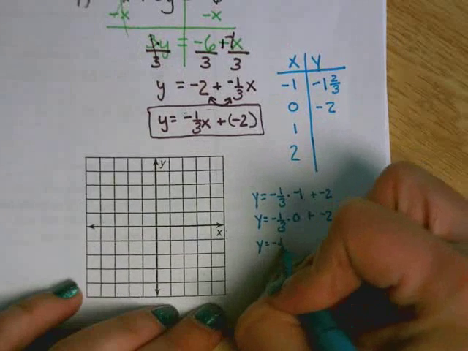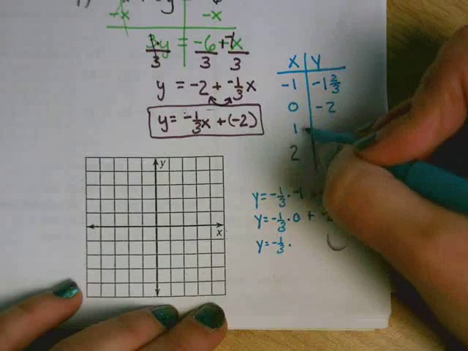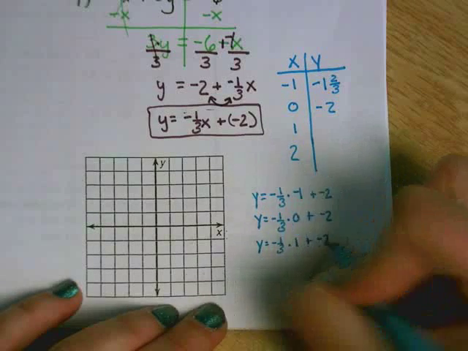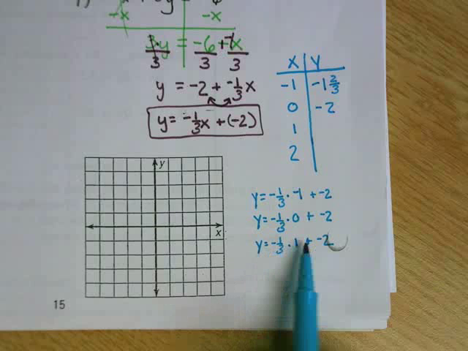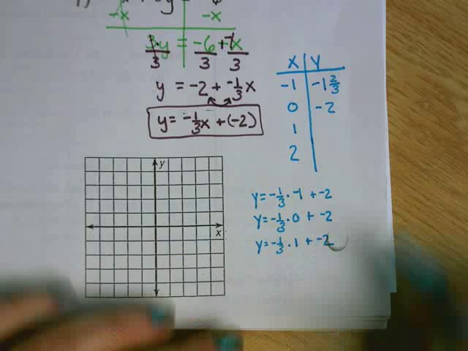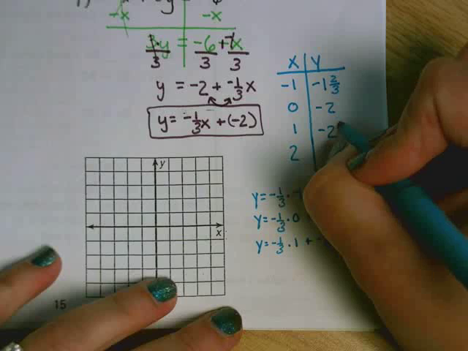Try negative 1/3 times, let's see, what are we plugging in now? 1 plus negative 2. In this case, negative 1/3 times 1 is negative 1/3 plus another negative 2. A negative plus another negative takes you more negative. Negative 2 1/3.